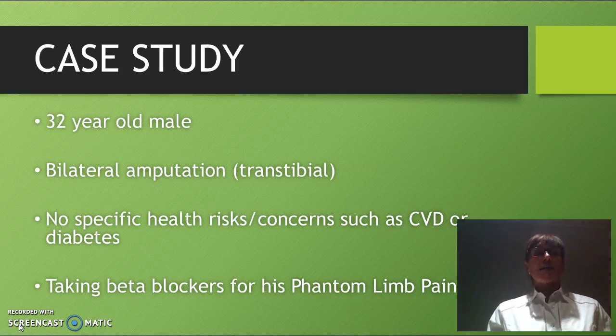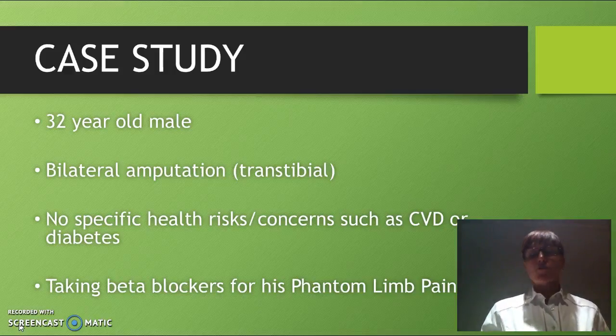So that said, my case study is a 32-year-old male who has had a bilateral amputation, more specifically a transtibial bilateral amputation. He has no specific health risks or concerns such as cardiovascular disease or diabetes. However, he is taking a beta blocker for his phantom limb pain.